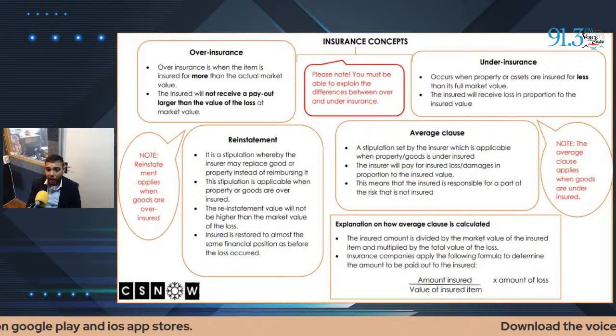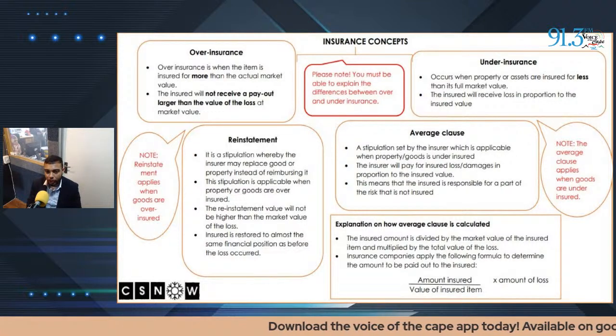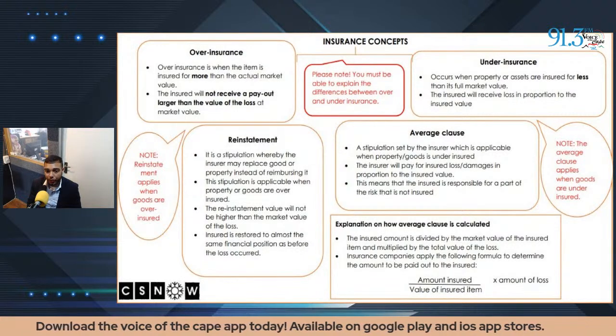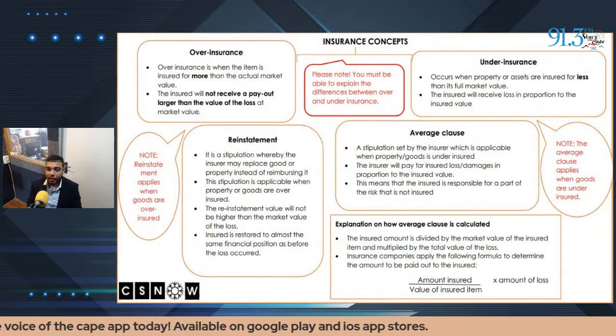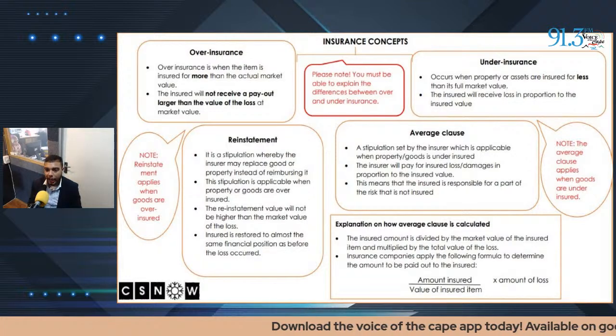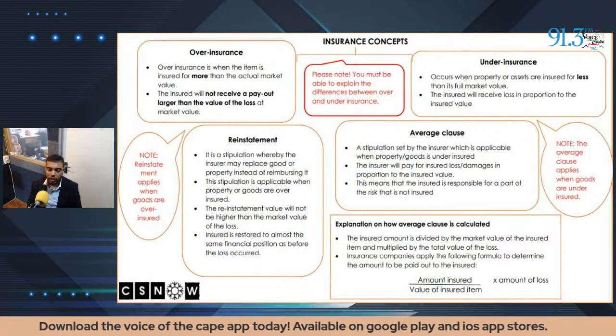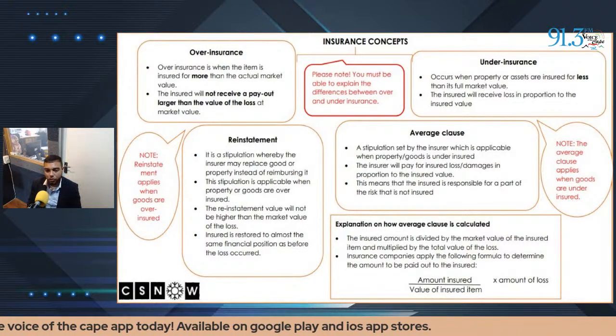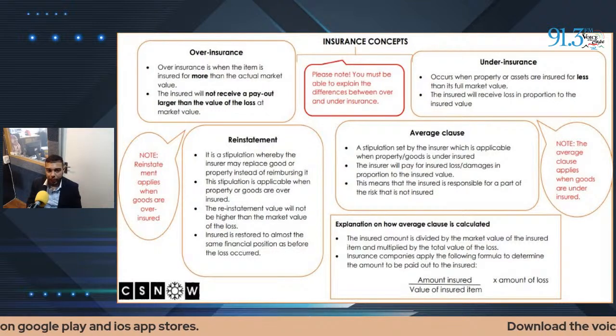So for the explanation on how the average clause is calculated, please look at the calculation at the bottom. It is the amount insured over the value of the insured item. So say for instance, the amount insured, you only insured it for 80,000 Rand. The value of the insured item is actually 140,000 Rand, and you're going to times it by the amount of loss. The amount of loss, say for instance, would be 20,000 Rand. And now you can work out what your average clause would be.